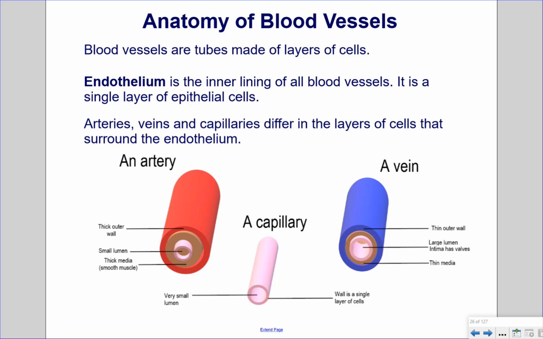Anatomy of blood vessels. Blood vessels are tubes made of layers of cells. Endothelium is the inner lining of all blood vessels. It is a single layer of epithelial cells. Arteries, veins, and capillaries differ in the layers of cells that surround the endothelium. Arteries have thick outer walls to withstand the high blood pressure due to the ventricular force of the heart. Veins, on the other hand, have much thinner walls because they are not under as much pressure. Capillaries have a very thin wall and a very small lumen, or space, in the blood vessel to allow easy gas exchange and nutrient exchange.